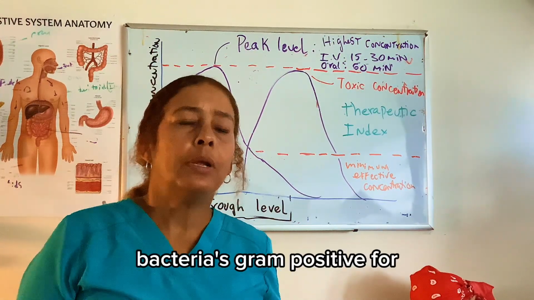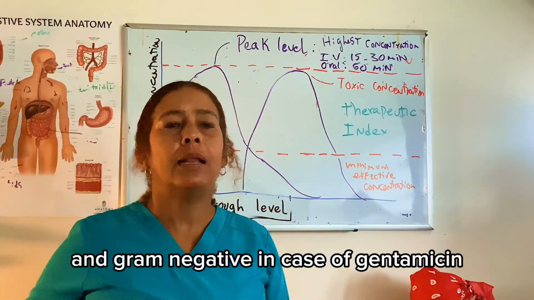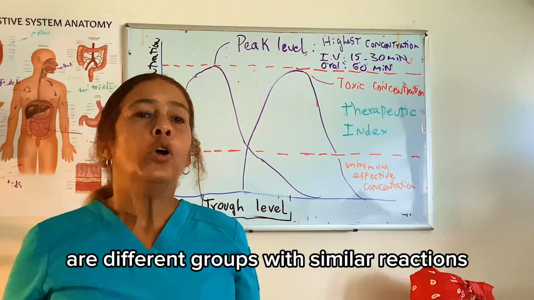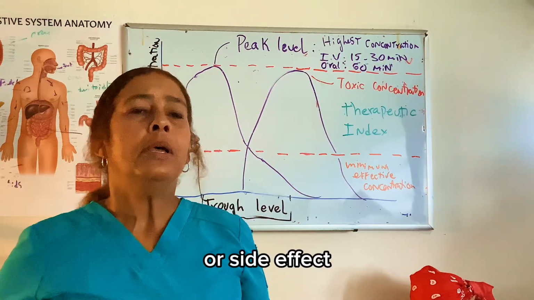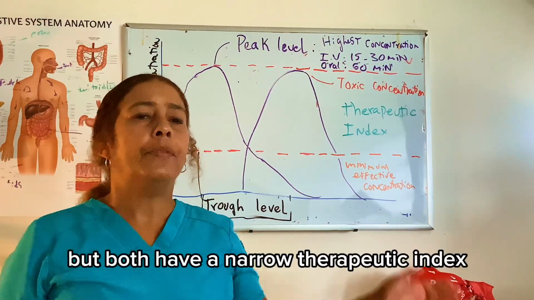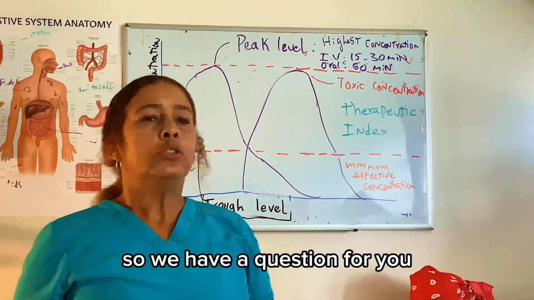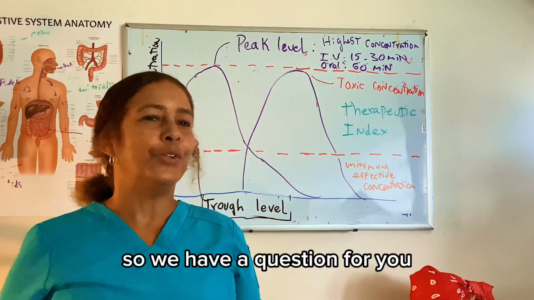Gram positive in the case of vancomycin and gram negative in the case of gentamicin are different groups with similar reactions or side effects, but both have a narrow therapeutic index. So we have a question for you.